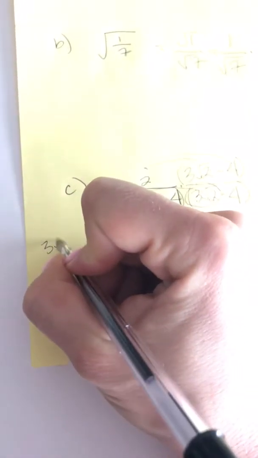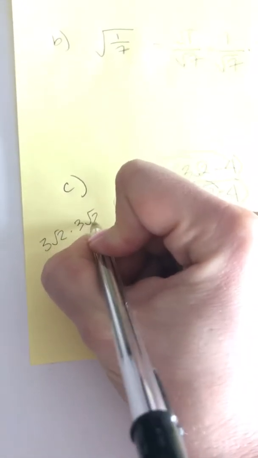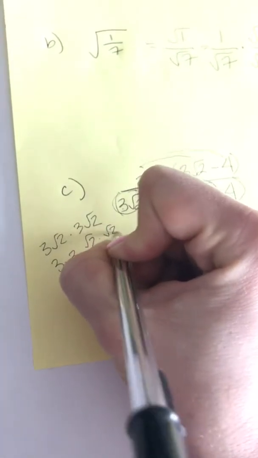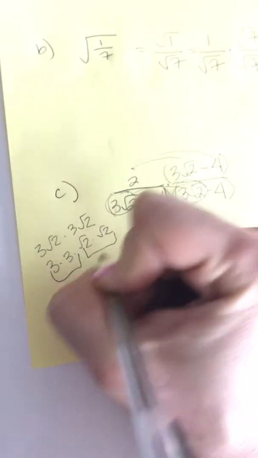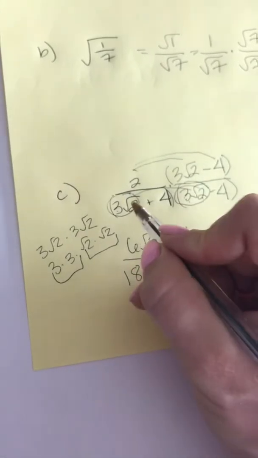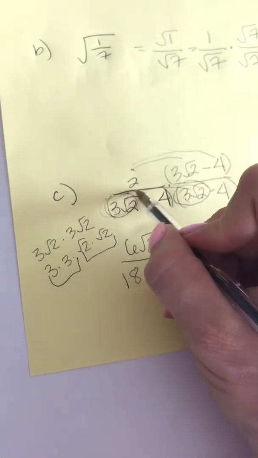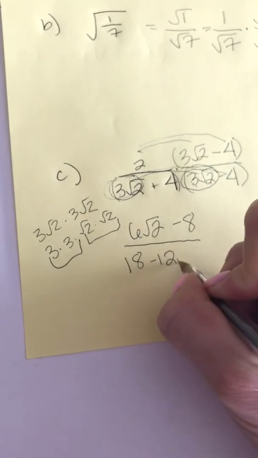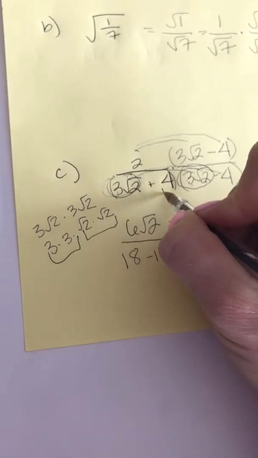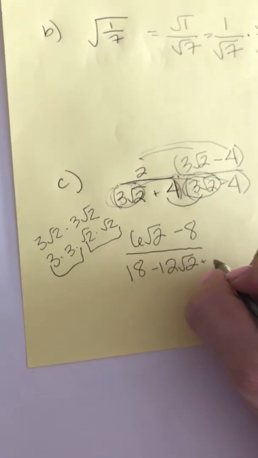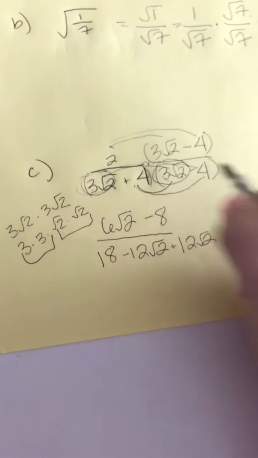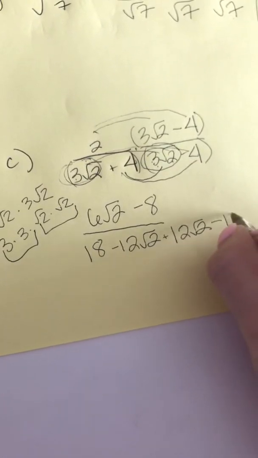So once again, 3 root 2 times 3 root 2 is 3 times 3 times root 2 times root 2. That part's 9, that part's 2. 9 times 2 is 18. Okay, and then we do 3 root 2 times the negative 4. That makes it minus 12 root 2. Then we do plus 4 times 3 root 2. That's plus 12 root 2. And then plus 4 times negative 4, that's minus 16.